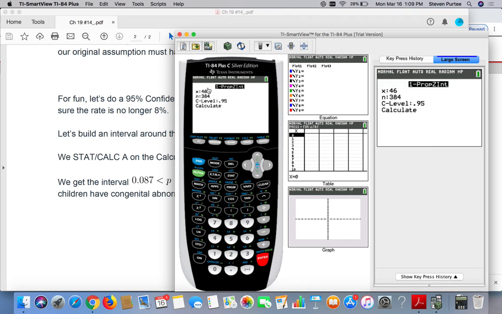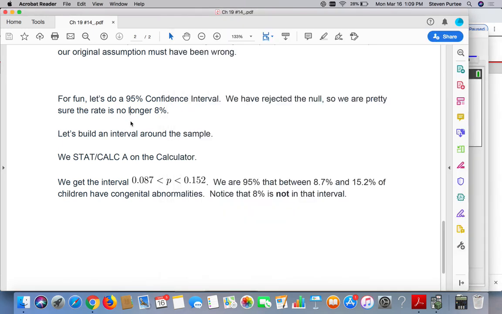Hey, look, the calculator kept all of our numbers. That's convenient. We're doing a 95% interval. We hit calculate. There's our interval. 0.087 to 0.152. That's the interval. So we're 95% confident that the true success rate for the whole population is between those numbers.